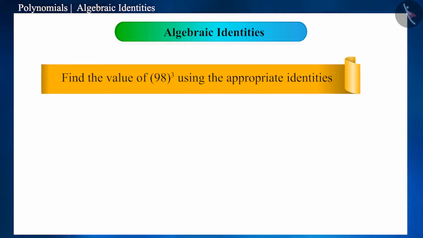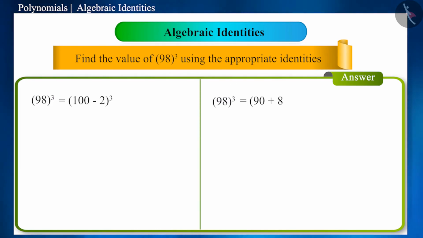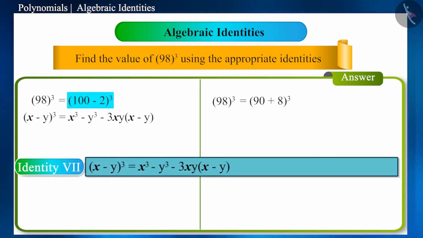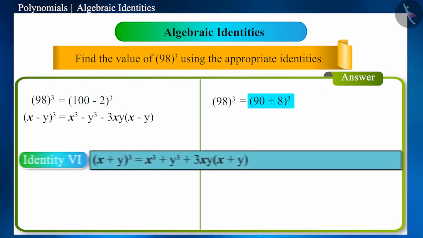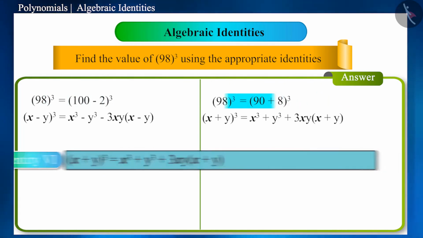Generally, we write such questions in this form. 100 minus 2 to the power of 3. Can we also write it like this? 90 plus 8 to the power of 3? Yes. When we write it as 100 minus 2 to the power of 3, then the identity x minus y to the power of 3 is used. And for 90 plus 8 to the power of 3, we will have to use the identity x plus y to the power of 3.